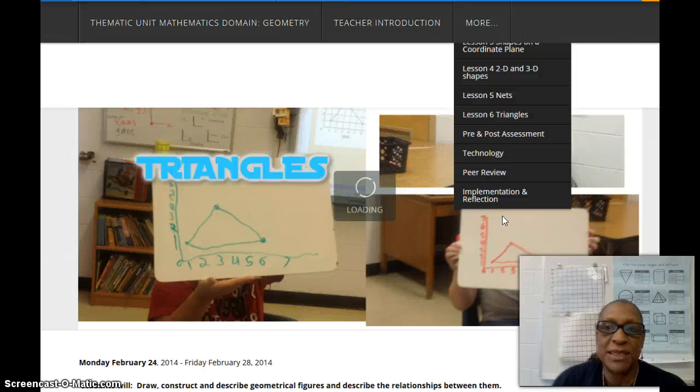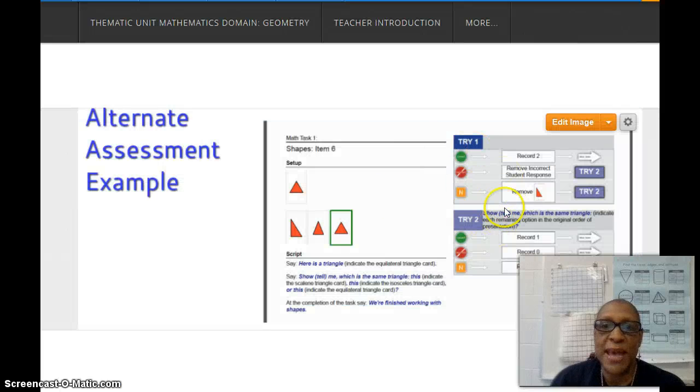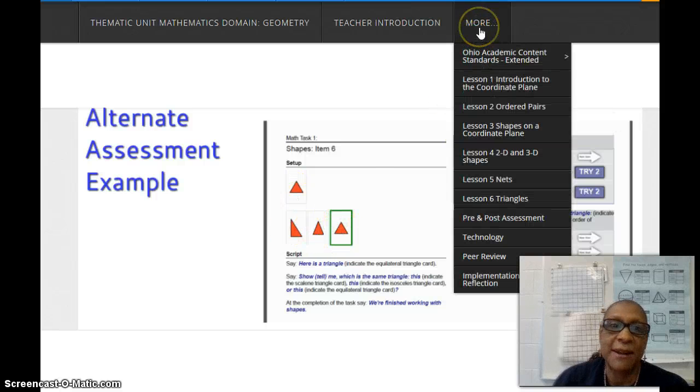Pre and post assessment data. This format is what the students use for alternate assessment, which we are currently doing at this time. The question format gives them the question. We read the script: here is a triangle. Show me which is the same as this triangle. These things are laid before the student, and they are to then select the correct answer. So we will look at assessments, both pre and post, using Quizlet, as well as other technology.